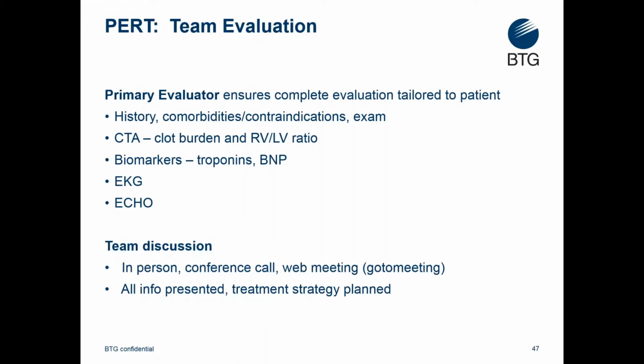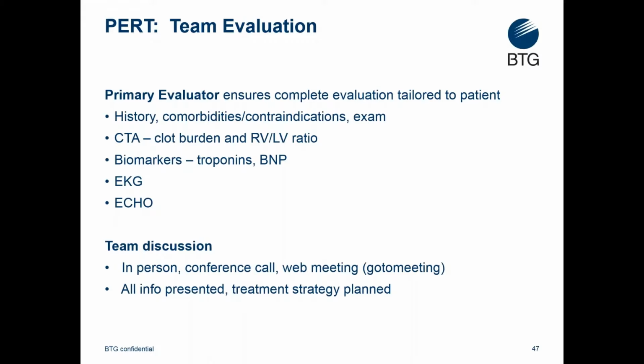So the primary evaluator is a nice way to roll. A primary evaluator is the one that ensures a complete evaluation and makes sure that all the proper information is either ordered or getting ordered, and then assimilates that. So obviously, history, comorbidities, etc. An exam, get a CTA. Most patients already have this. That's how they diagnose it. But then looking at the clot burden on that CT, the RV-LV ratio, biomarkers, EKG, echo, being sure that this information is collected or in process and soon to be resulted.